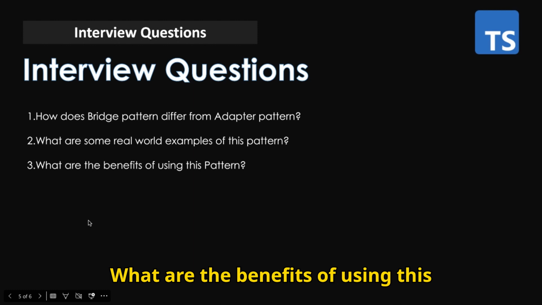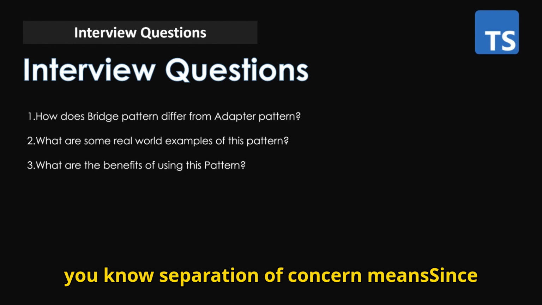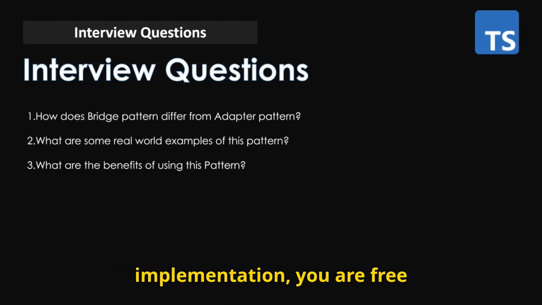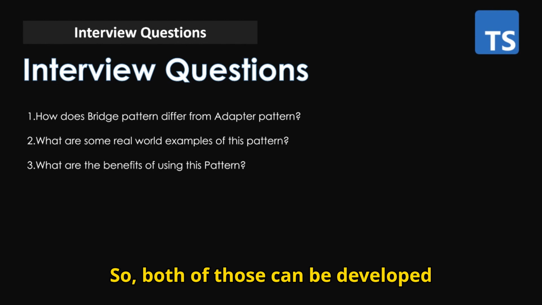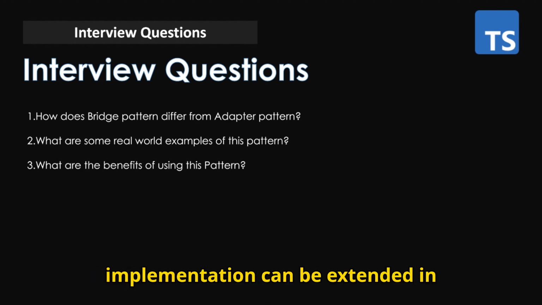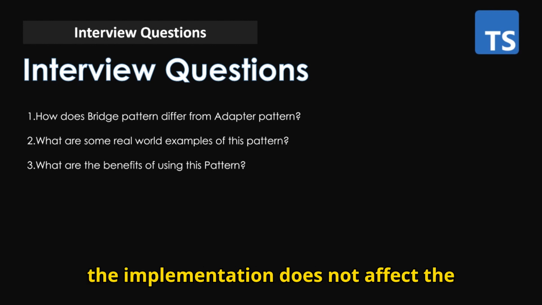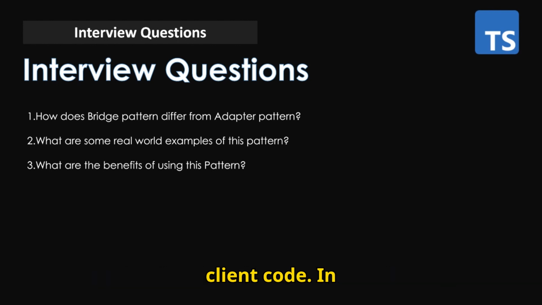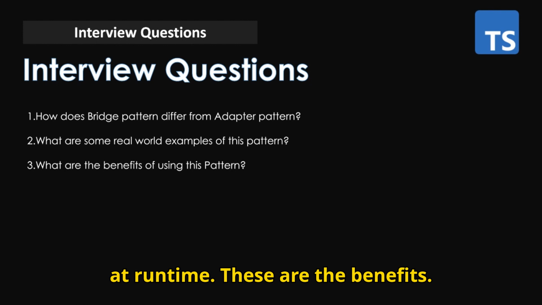What are the benefits of using this pattern? Benefits like separation of concern: since it is separating an abstraction and implementation, you are free to make changes to both of them. Both of those can be developed independently. This provides flexibility, and flexibility is that the abstraction and implementation can be extended in separate class hierarchies. Maintainability, and changes to the implementation do not affect the client code. And the runtime binding, it allows implementation to be selected or switched at runtime. These are the benefits.